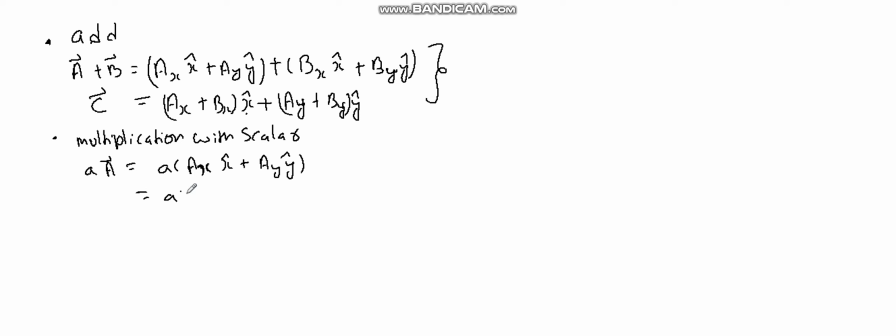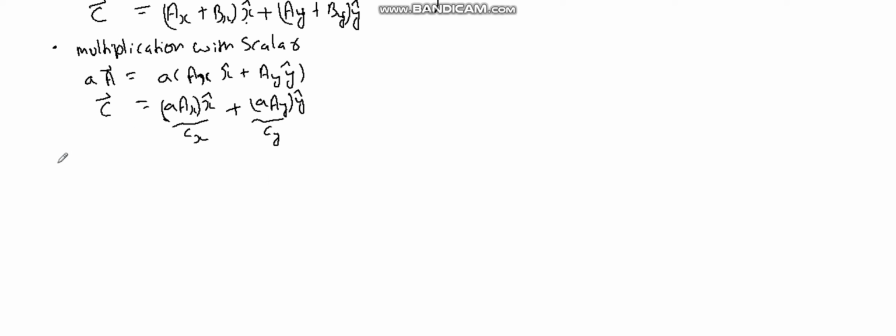So we multiply a with ax and then x cap. This is the final vector. Let's say a times a vector will be a vector c, so cx will be this product, and cy will be a times ay y cap. So the components will be scaled up by this factor a. There is no change in the direction of the final vector. So this is the second operation.